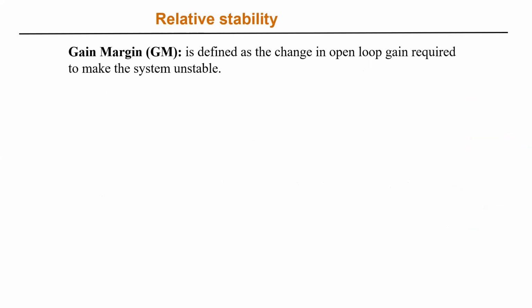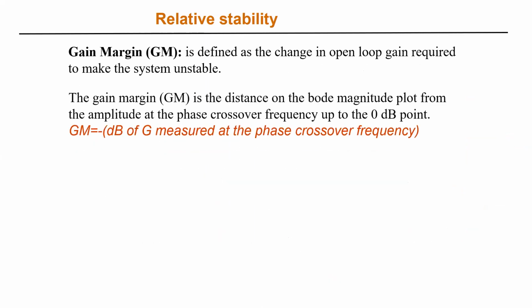The gain margin, again, is defined as the change in the open loop gain required to make the system unstable. So if we are talking about the Bode plot, to find the gain margin, I will find the magnitude at the phase crossover frequency and how much I have to add to it to bring it to the 0 dB line.